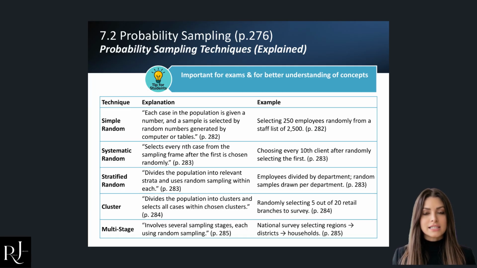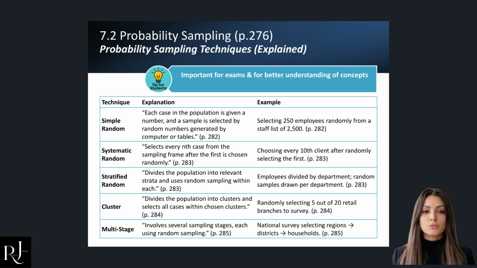Systematic random sampling is another useful method. It selects every nth case after a random starting point. Let's say you're a market researcher studying client preferences. You have a list of clients and you decide to choose every 10th client. First, you randomly pick a starting point like the 3rd client on the list. Then you select every 10th client after that, so the 13th, 23rd, 33rd, and so on. This method is efficient and can provide a good sample.